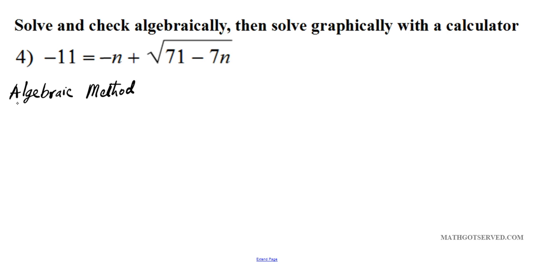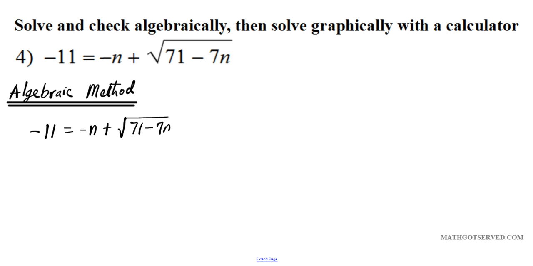Okay, so just like we did before, the goal again is to get rid of the radical term. We want to eliminate that radical symbol right there so that we can solve the resulting equation. So the strategy for this type of problem is to isolate the radical term and eliminate that radical by squaring. To accomplish that, we'll add n to both sides of our equation. When we do that, we're going to have n minus 11 equals the square root of 71 minus 7n.